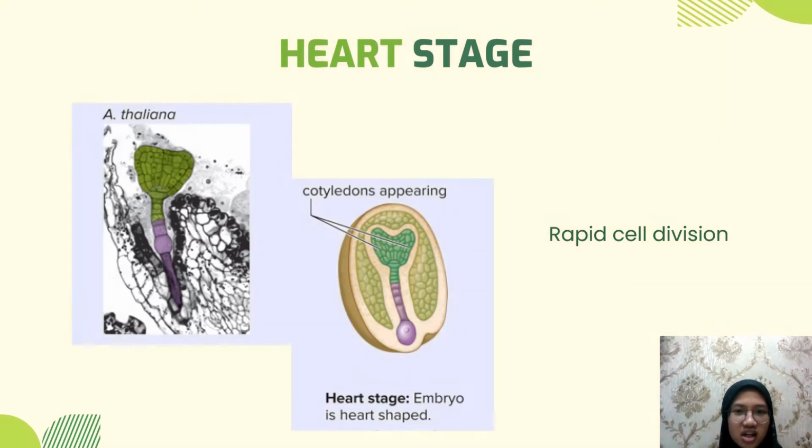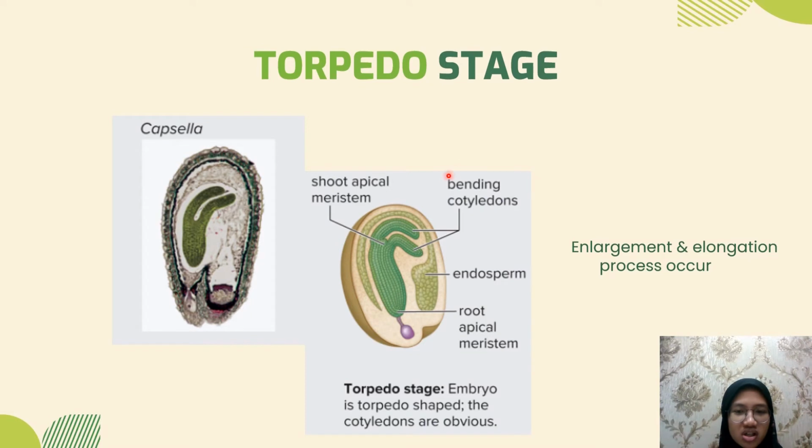Next, the torpedo stage. In this torpedo stage, the embryo is in a torpedo shape, and we can already see the shoot and root apical meristem. This happened because of the enlargement and elongation process that occurs in this stage. The shoot apical meristem is for the aboveground growth, and the root apical meristem is for the underground growth. So that's all from me. I'll pass to the next presenter.